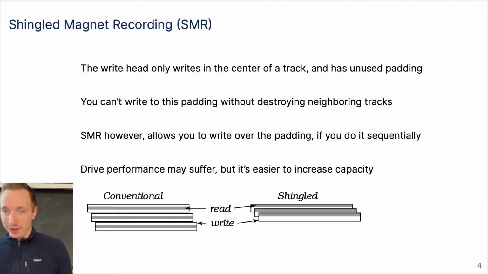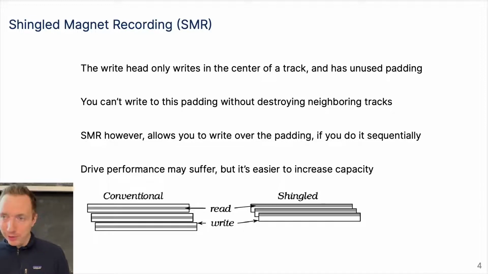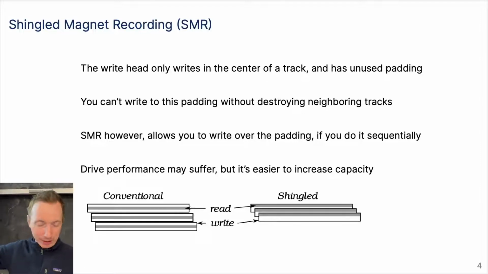So there's also this thing for hard drives called shingled magnetic recording, which is a kind of new thing that typically you want to avoid. Basically, the write head only writes in the center of the track and has some unused padding, because there's magnetic interference and all that stuff. So under normal circumstances, you can't write to the padding without destroying anything on the neighboring tracks. That's why there's padding. So there's some space where some interference can happen, and that's fine. It doesn't affect something on the next track.